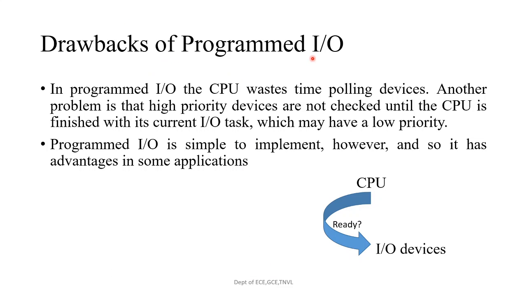So these are all the drawbacks of programmed I/O. In programmed I/O, the CPU wastes time polling devices because it keeps on checking whether service is needed by the devices or not. This checking is called polling. Another problem is that high priority devices are not checked until the CPU is finished with its current I/O task, which may have a very low priority. So the CPU will be addressing the low priority task without being aware of the higher priority. This is the drawback here. Programmed I/O is simple to implement, however, and so it has advantages in some applications too.